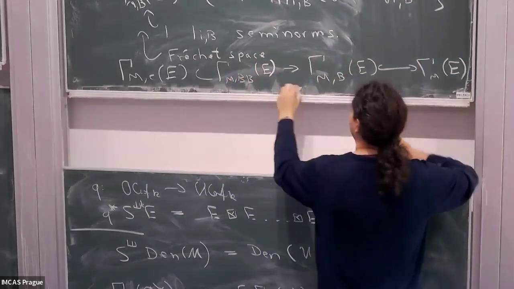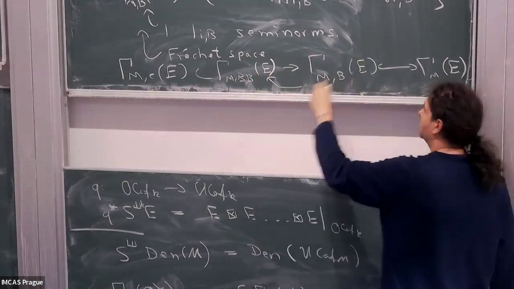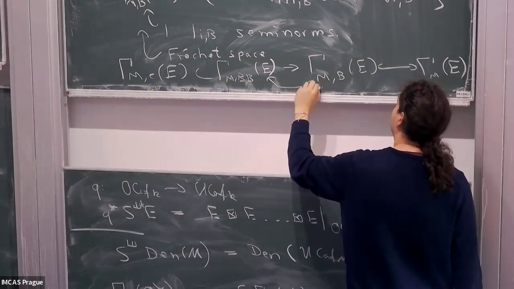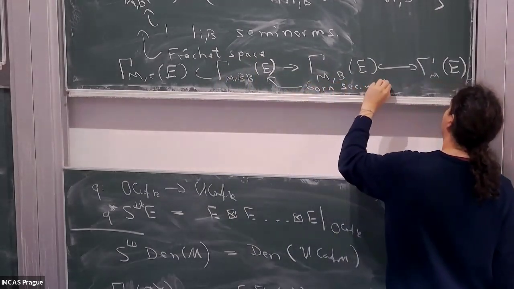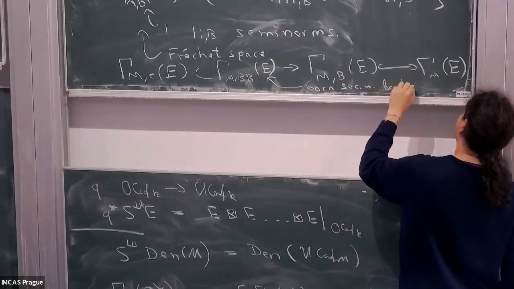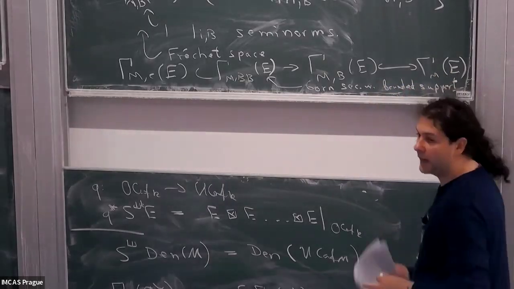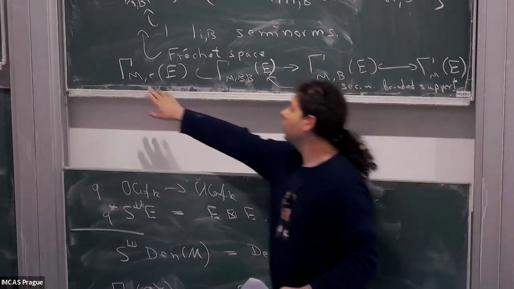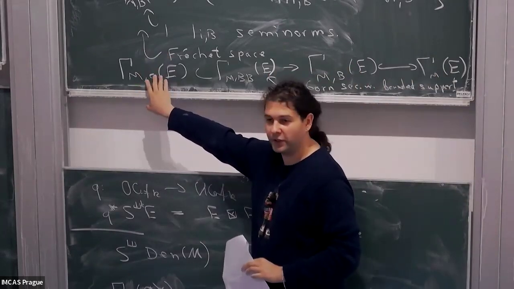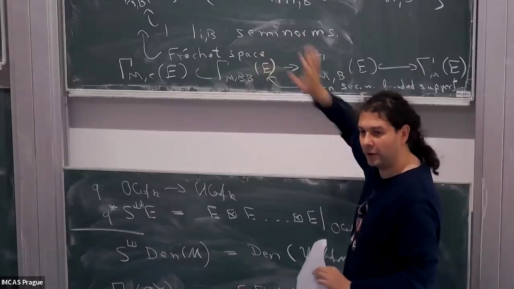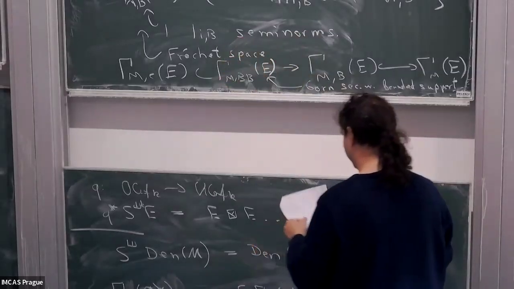So those are elements here with bounded support. So bornological sections with bounded support. And in the same way how this space is not quite Fréchet, it's an inductive limit of Fréchet spaces, the same is true for this space. So the topologies on them are still quite reasonable.